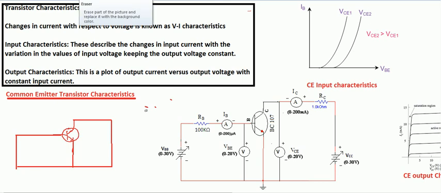We know that the input circuit is forward biased and output circuit is reverse biased. So here this is the collector, this is the emitter, and here is the base. So there must be some potential to bias. The base emitter junction is the input junction, so the base emitter junction must be forward biased. How can we make it forward biased? It is an NPN transistor, so positive is connected to positive and negative to negative.